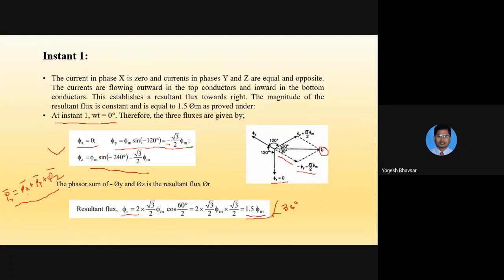If we see, the phi x will be 0, phi y which is minus, and phi z which is plus. So resultant will be phi z minus phi. Phi r is equal to phi z minus phi. So this is what the resultant. When you calculate using polar rectangular forms, so you will get the value 1.5 times phi m, and their angle will be 30.